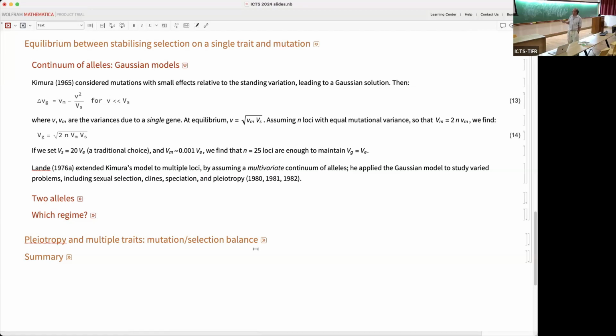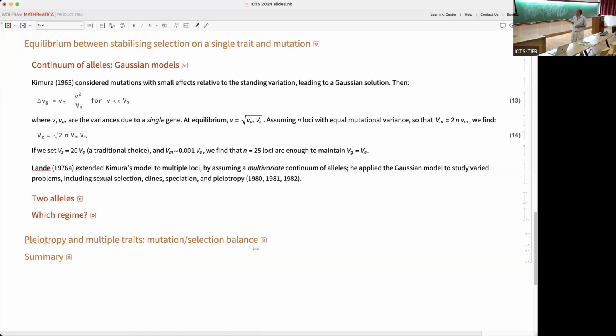You need 25 loci, 2 times 25 times 1 times 20 VE gives us Vg equals VE, right? So this was an argument made by Lande in a 1976 paper, which is very influential, in which he said, actually, given what we know, we can maintain observable high heritabilities, 50% heritability, Vg equals VE, with 25 loci, so that seems fine.